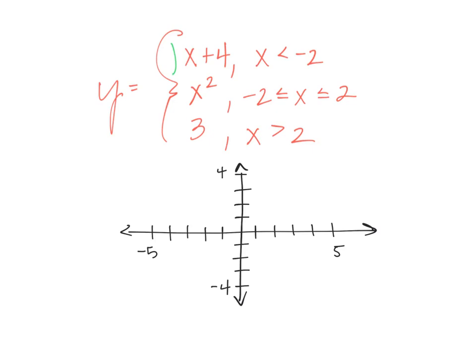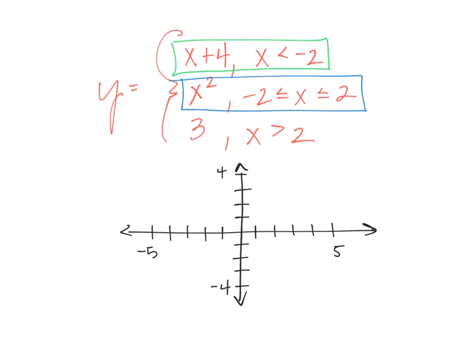The first branch of the function is for when x is less than -2. The second branch of the function is from when x is equal to -2 all the way to when x is equal to +2. And then the last branch of the function is when x is greater than +2.